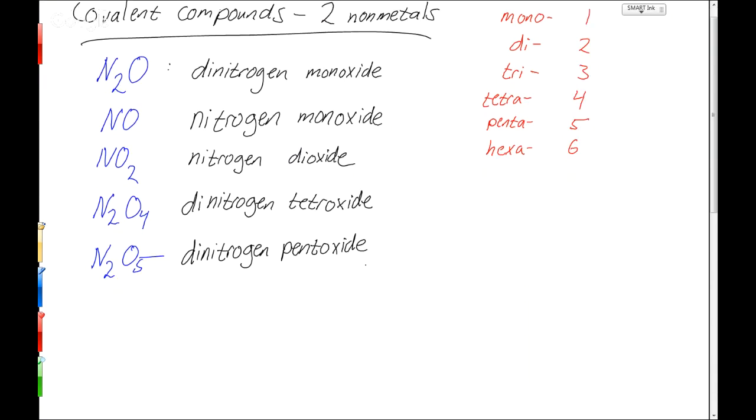So let's practice this. Name these three compounds.